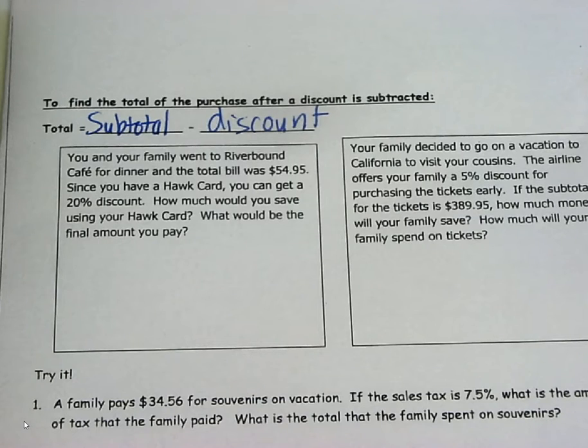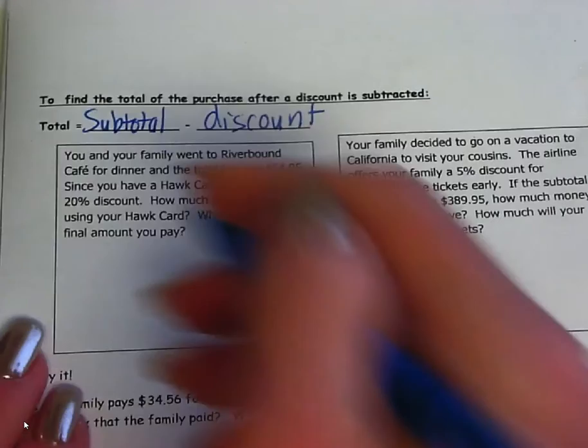So the first problem: you and your family went to Riverbound Cafe for dinner, and the total bill was $54.95. Since you have a Hawk card, which is some kind of special discount card, you can get 20% off, or a 20% discount. So we have two questions again. How much would we save? And the second question is, what would be the final amount that you pay? So let's start with finding the discount.